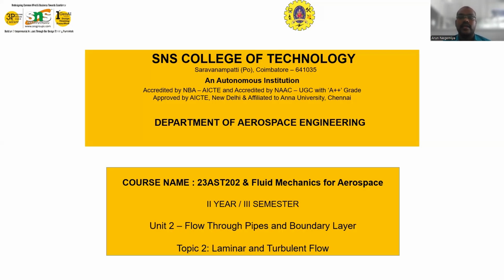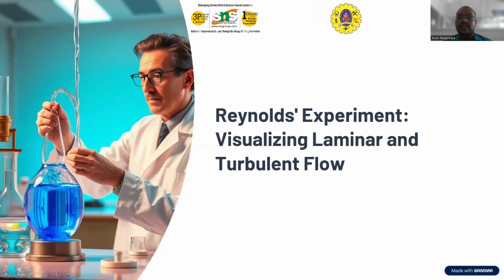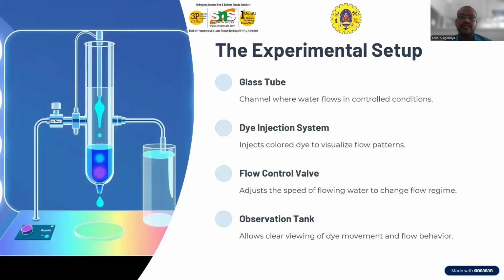Today, I am going to take one topic from fluid mechanics for aerospace subject for second year students. The topic name is laminar and turbulent flow. Today we are going to take the Reynolds experiment for laminar and turbulent flow. What is meant by Reynolds number? Reynolds number is a ratio of inertial force by viscous force.